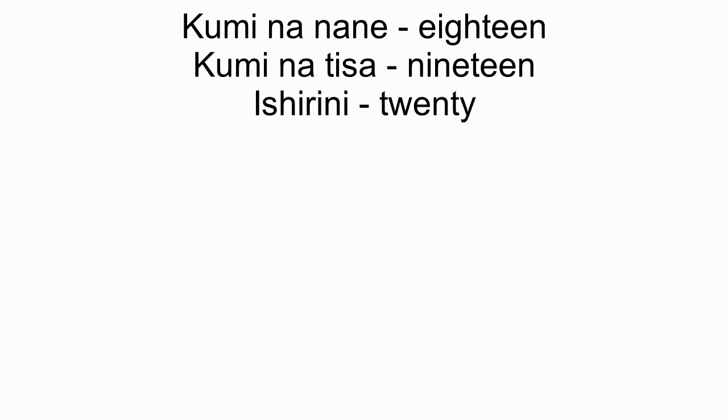So in Kiswahili we say, generally, we count moja, mbili, tatu, nne, tano, sita, saba, nane, tisa, kumi. Kumi na moja, kumi na mbili, kumi na tatu, kumi na nne, kumi na tano, 16, 17, 18, 19, 20. So that's how we count 1 to 20 in Kiswahili.